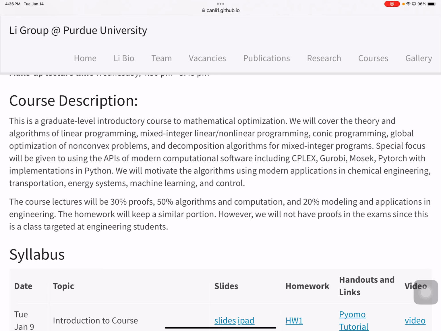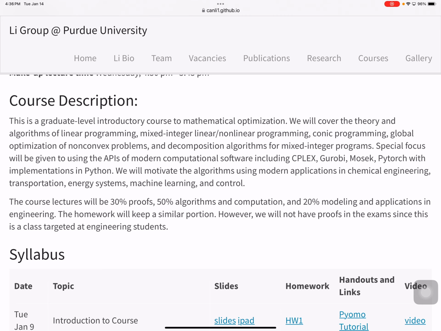The reason we decided to do it this way is that for modeling and application, typically once you learn a few applications, you can read the papers in your domain, right?